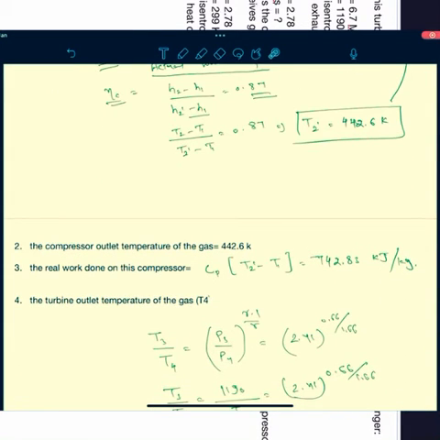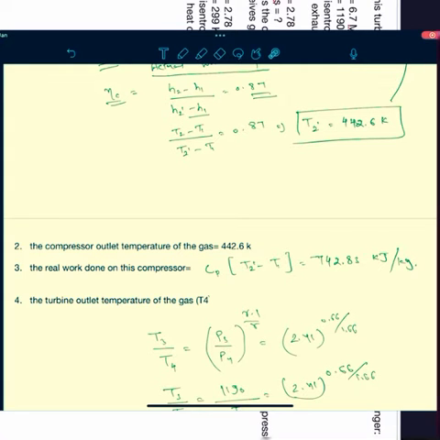Similarly, the next thing that we need to find out is the compressor outlet temperature of the gas. So T2' is the actual temperature of the gas that will come out from the compressor. So the real work done on this compressor will be H2' minus H1. Since we assume this compressor is behaving reversible adiabatic, Q will be 0 and H2' minus H1 will be our compressor work.